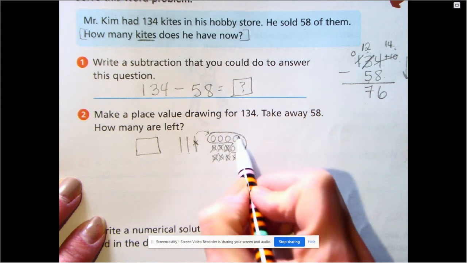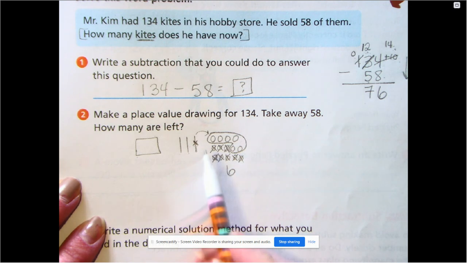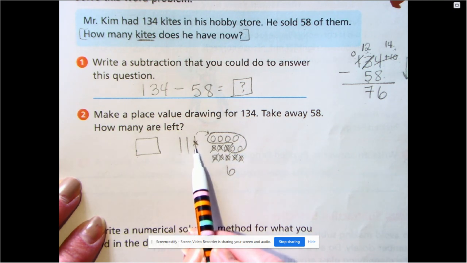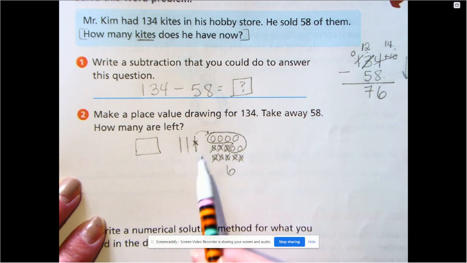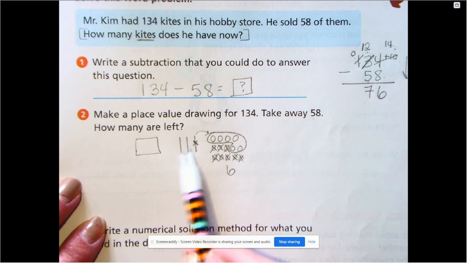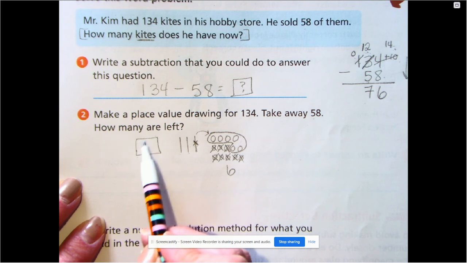1, 2, 3, 4, 5, 6 ones I have left. Okay. Now I need to take away my 5, my 58 from my tens group, right? Just like I did here. Do I have 5 tens that I can take away? I don't.